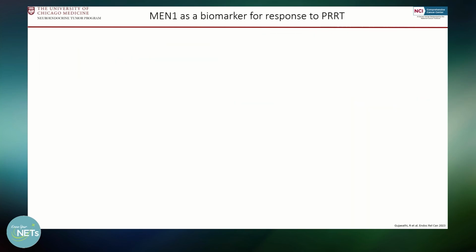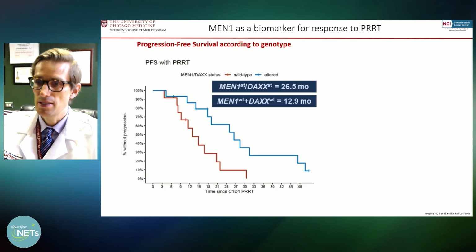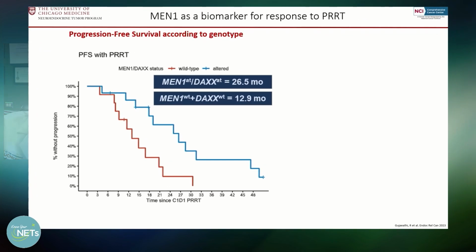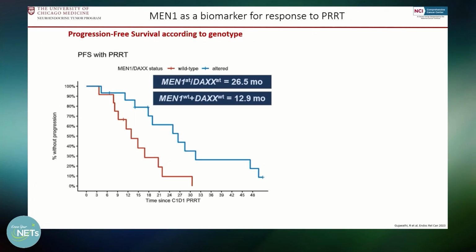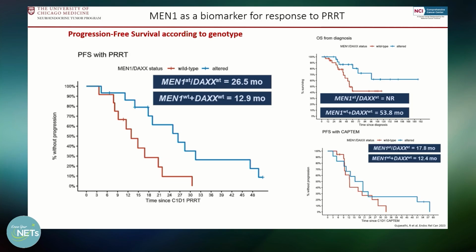And when we looked at our clinical data set, so again, this is patients that either have a MEN1 or DAXX mutation and underwent PRRT, or those that did not have a MEN1 or DAXX mutation and underwent PRRT. You can see here again that those that had a MEN1 or DAXX mutation had a significantly improved progression-free survival here in blue, which confirmed the data that we saw in the laboratory.